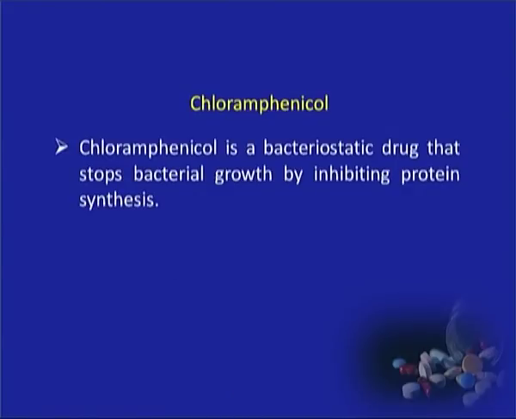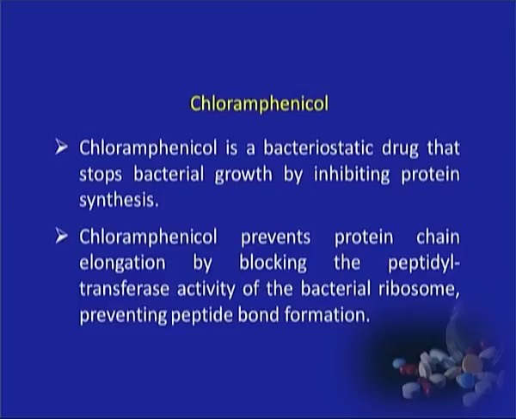Chloramphenicol is a bacteriostatic drug that stops bacterial growth by inhibiting protein synthesis. It prevents protein chain elongation by blocking the peptidyl transferase activity of the bacterial ribosome. It prevents peptide bond formation.